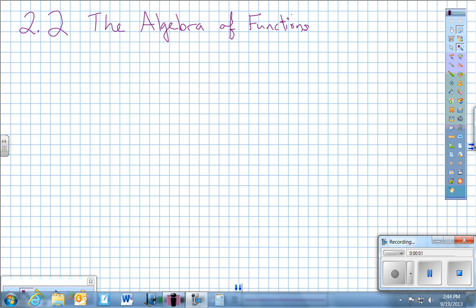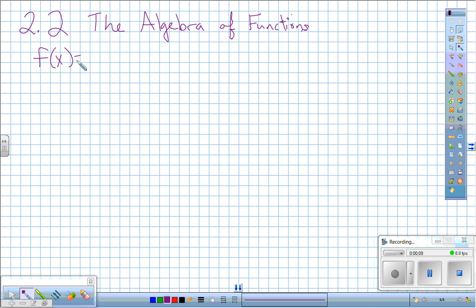We're going to combine different functions with addition, subtraction, multiplication, and division. For example, if they give you f of x equals x plus 2 and g of x equals x squared plus 1, and it asks you to find f of 3 plus g of 3, what this means is I'm going to plug in 3 for the x in both places since they both had a 3 in them.